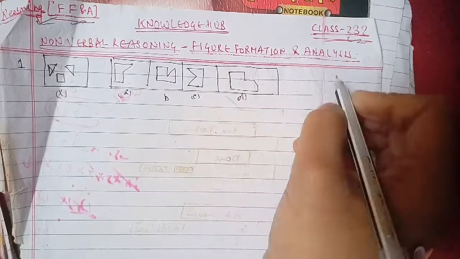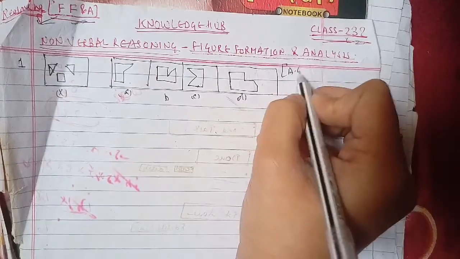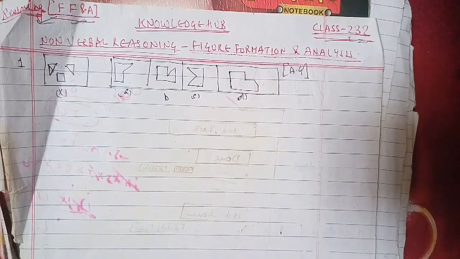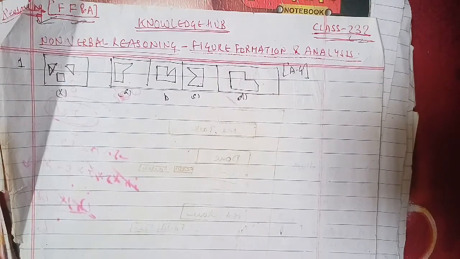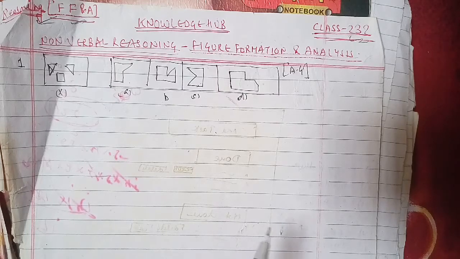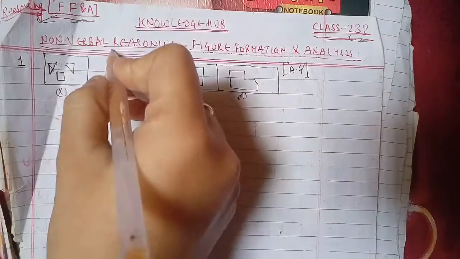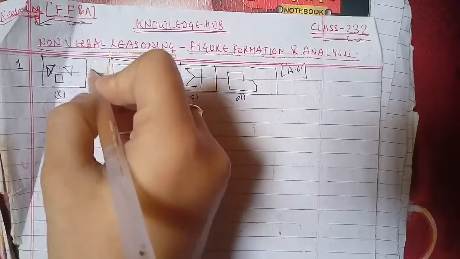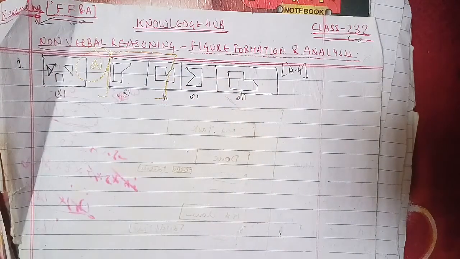Next, this has been asked in the assistant grade question paper, and it is important too. As I told you, you have to form it and find it out. In this case, figure A will be the right answer for this question. We'll go ahead with option A.